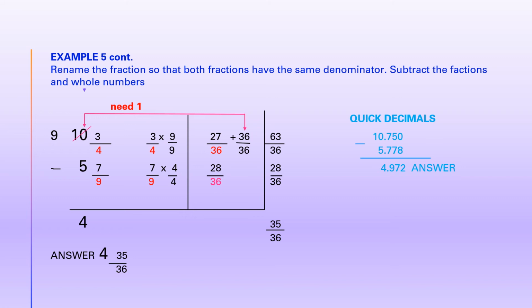Again, it takes a lot longer doing this with the renaming and all that. But if you change them to decimals, 3/4, if you divide 3 by 4, decimal 75. 7/9 is decimal 7777777. So we cut it off at 3 digits, round it off, decimal 778. Then you subtract, and your answer is 4.972.